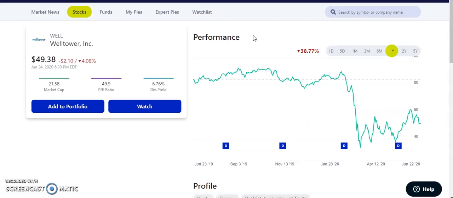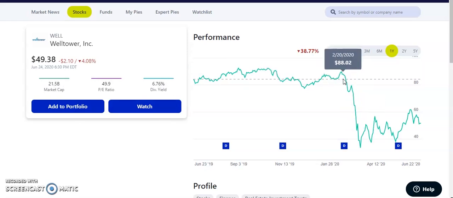Now, unlike Realty Income, this one is not a monthly paying dividend. This one is a quarterly paying dividend, and currently they're paying about 61 cents. So it's actually a little bit lower than before. It was 87 cents. Now it's about 61 cents. Market cap of 21.5 billion. Dividend yield is huge, 6.76% right now.